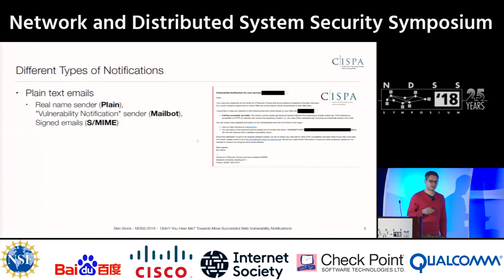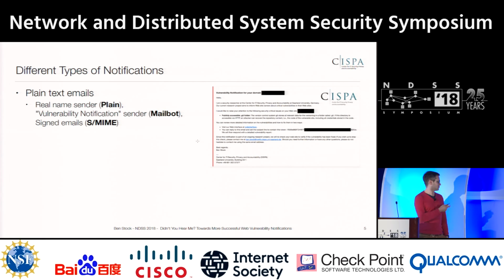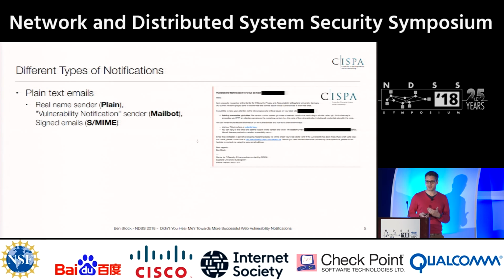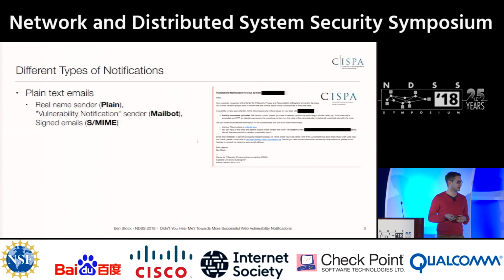So I said in the beginning that we tried to do this notification with different message formats. So we used 3 types of plain text mails. The first one, dubbed plain, is just my name as the sender. Then, as an alternative, we used vulnerability notification as the sender name, but had the same message content. And the third type was then, again, my name, but this time signing the emails with a valid S/MIME certificate so people could verify that we were for real.